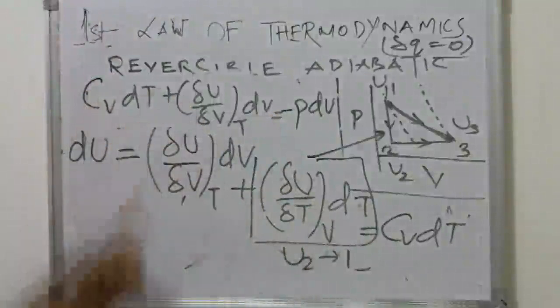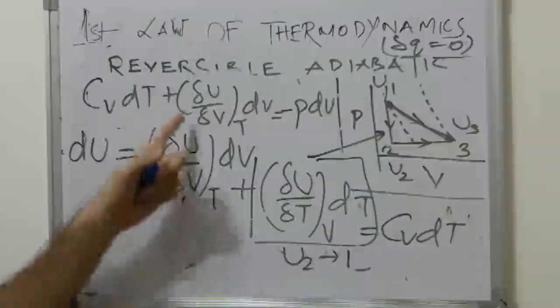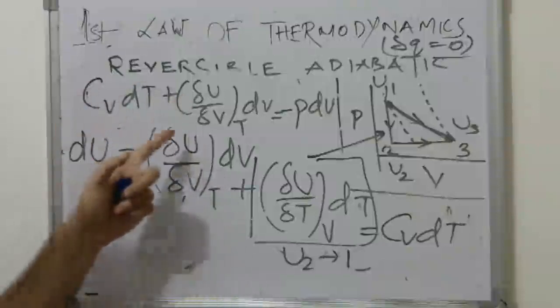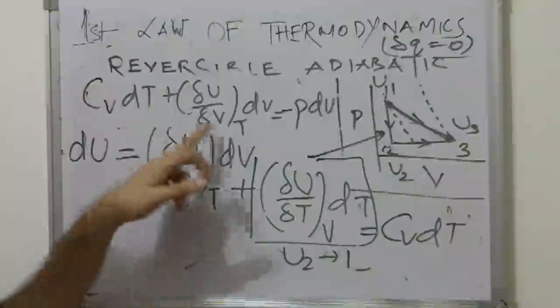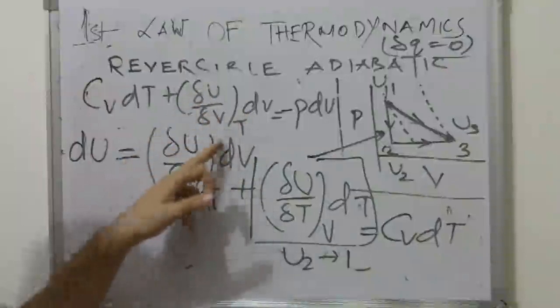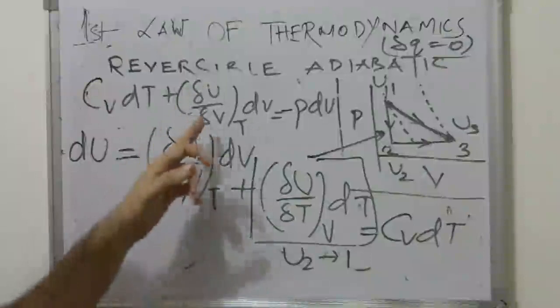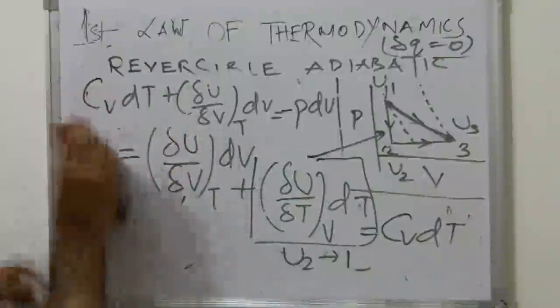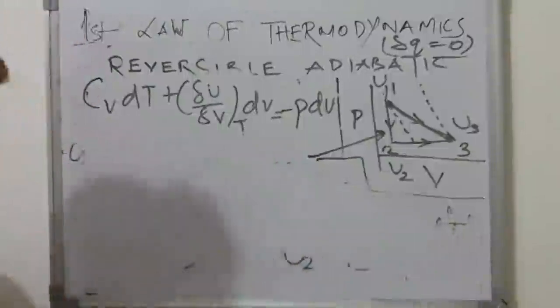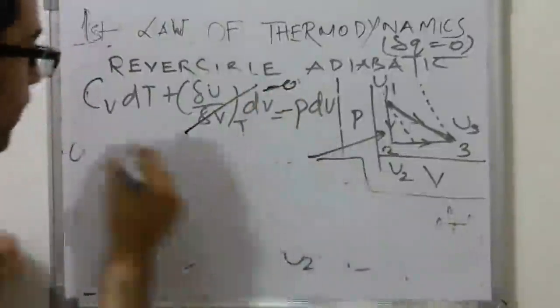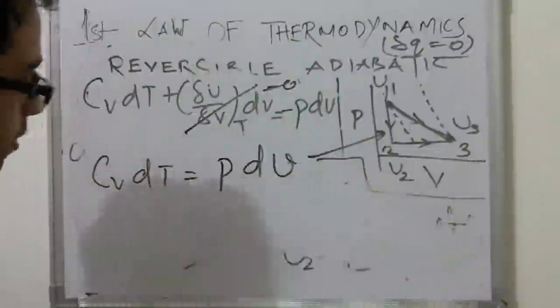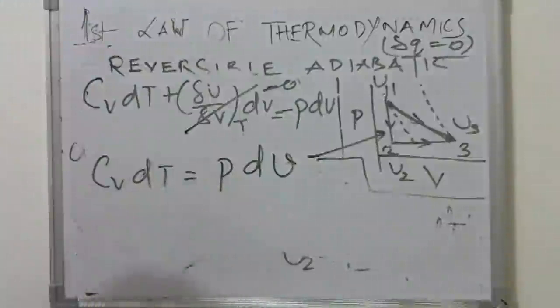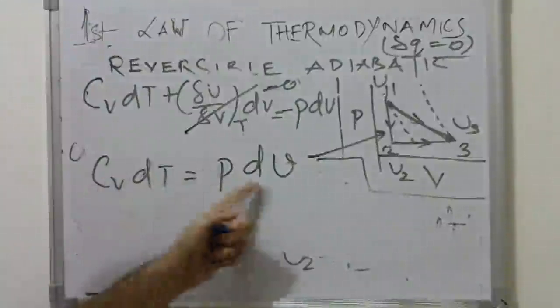Now consider this. We say that the internal energy for an ideal gas is only a function of temperature. If it is only a function of temperature, which happens to be an ideal gas, so del U del V at constant temperature, U is not a function of volume. So del U del V becomes 0. So if I don't have this term anymore, I have CV dT is equal to PdV. This is very important.